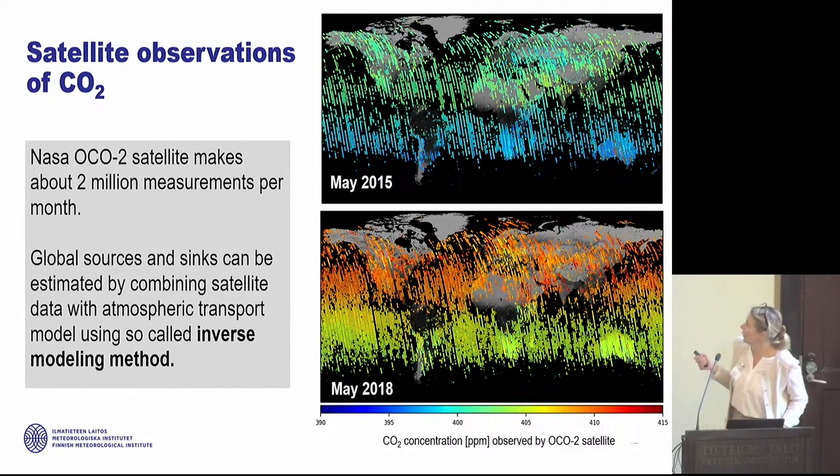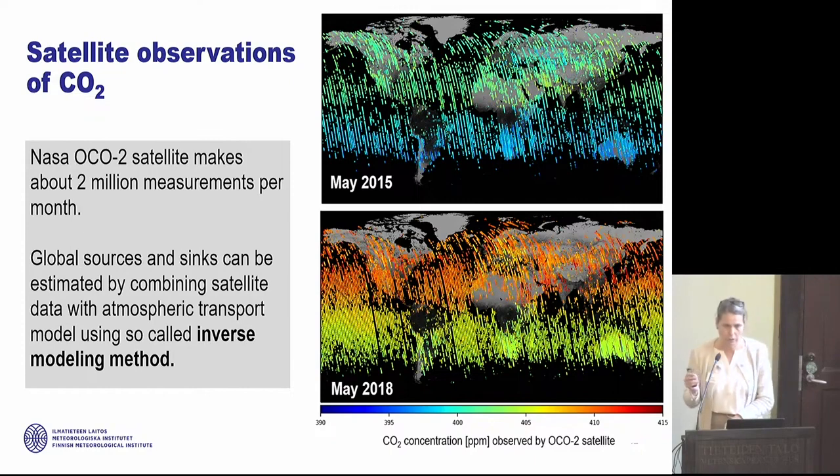So here are satellite observations of carbon dioxide. We have a lot of observations from 2014 onwards, specifically with a NASA satellite. You see the globally increasing carbon dioxide values with the satellite. So there are in 1 month about 2 million observations of carbon dioxide with a satellite as well. This data is typically combined with an atmospheric transport model to derive the emission sources and sinks.